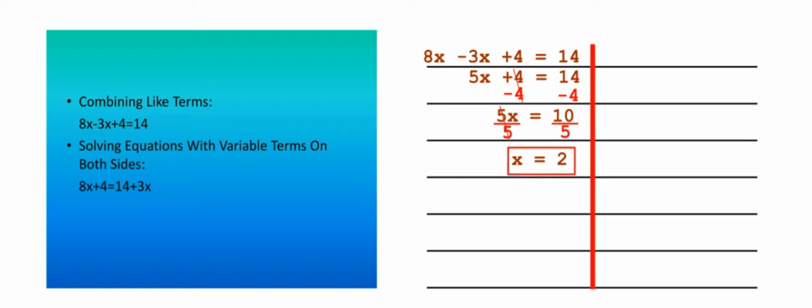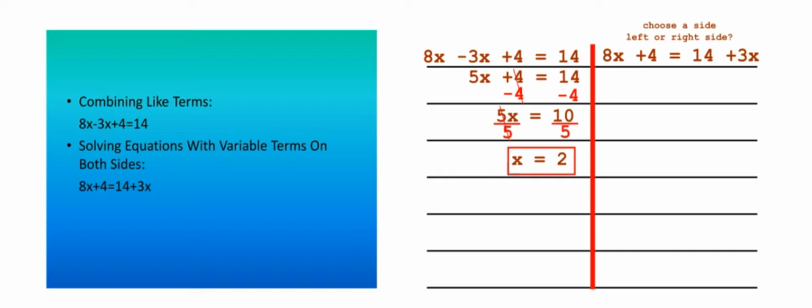Okay, let's try the other problem. Notice, the other problem is 8x plus 4 on one side of the equal sign, on the other 14 plus 3x. So let's see, on the left side, we have two terms, 8x and 4. And on the right side, we have two terms also, 14 and positive 3x. So for this case, we have variables on both sides of our equal sign. The choice is yours. Where do you want the x's? On the left side or the right side?